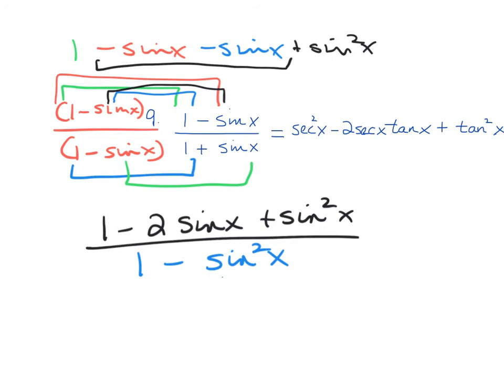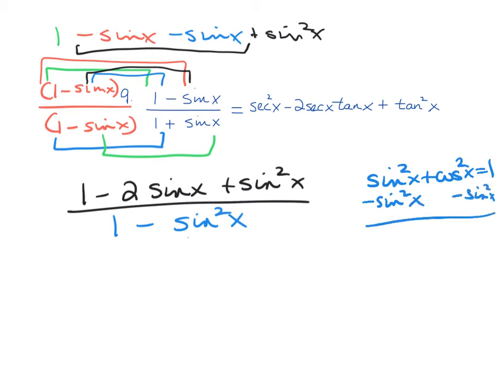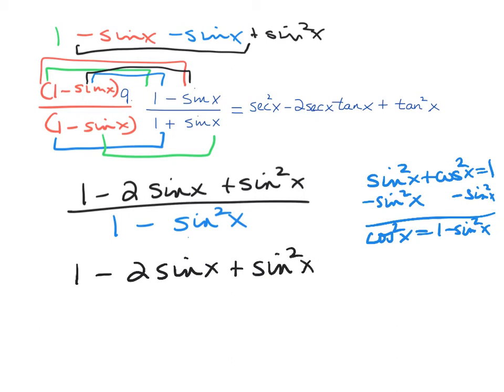Now, notice my denominator, again, when you multiply by a conjugate, your goal is to get an identity. So the blue is an identity. The identity we're using is sine squared x plus cosine squared x equals 1. I'm going to solve it for cosine. So I get cosine squared x equals 1 minus sine squared x. So that's what I'm replacing my denominator with. Let me rewrite my numerator. And now the denominator becomes cosine squared x.